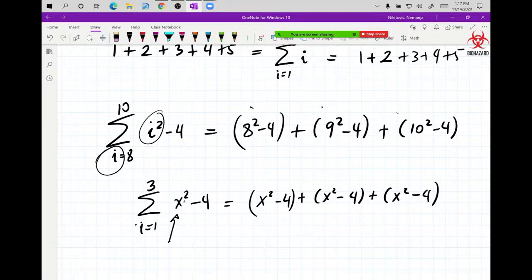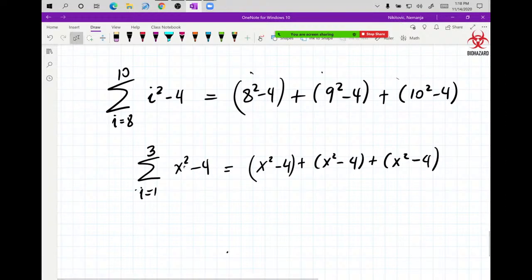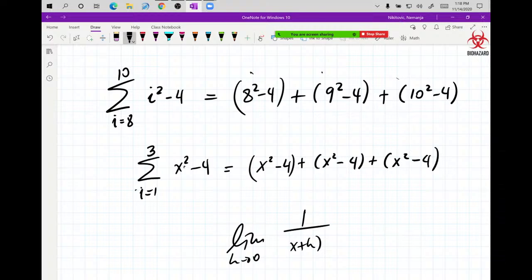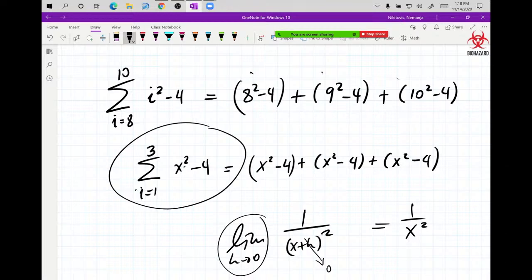The same thing like when you had that limit where h goes to 0, but you have x's inside. So you end up with limit h goes to 0 of 1 over x plus h squared. And you just said, oh, that's 1 over x squared, because h went to 0. Limit of h goes to 0 only impacts h, does not impact x at all. Well, the same thing with the summation notation. Your i equals 1 only impacts i's, but I don't have any i's, therefore, boom, boom, boom. Copy the same thing 3 times and move along.